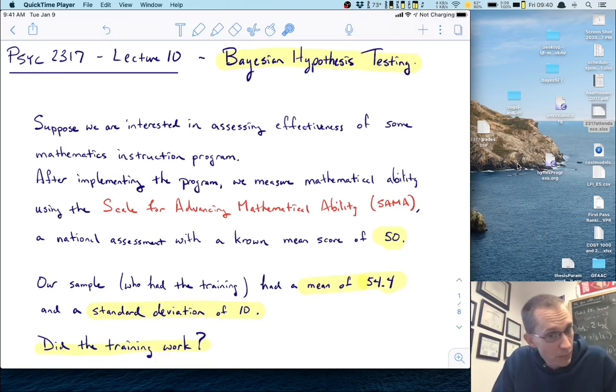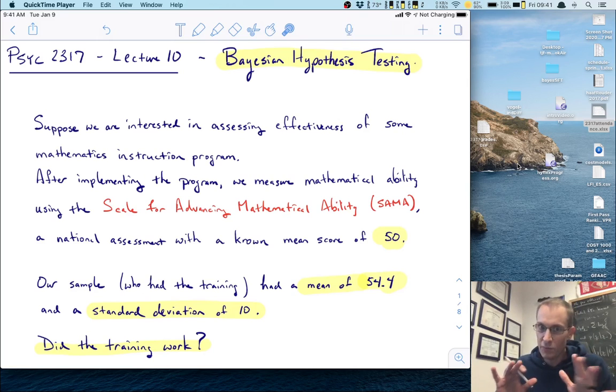Now, our sample, these are the people that had the training, had a mean of 54.4 on this test with a standard deviation of 10. And our question is, did the training work? Now, this is a very typical type of problem that we would attempt to solve this semester, and to do it, we're going to do hypothesis testing.